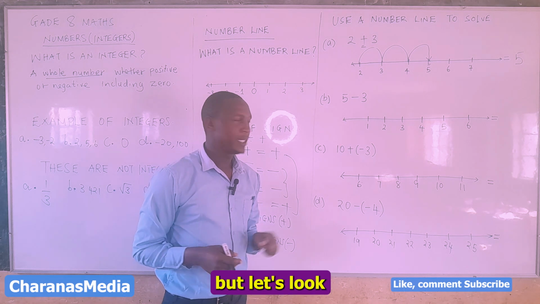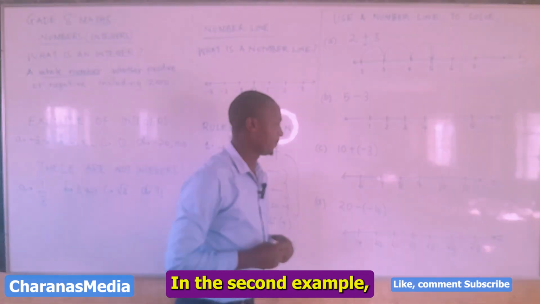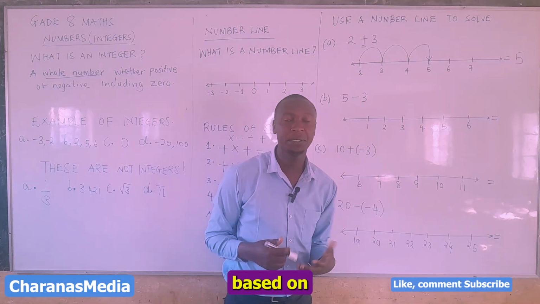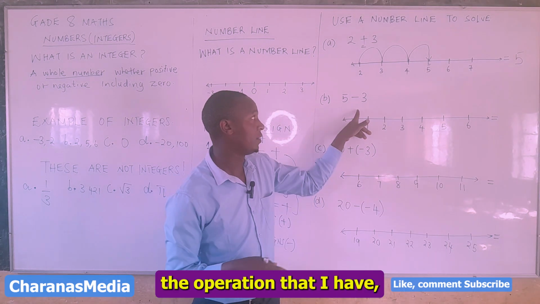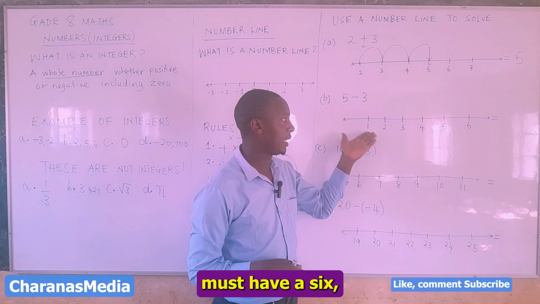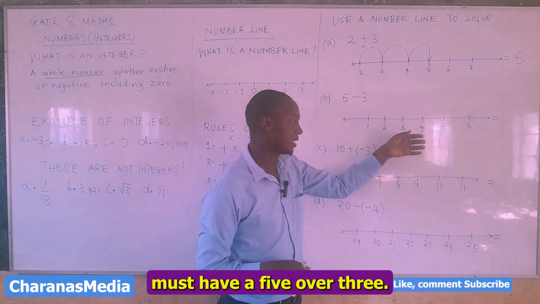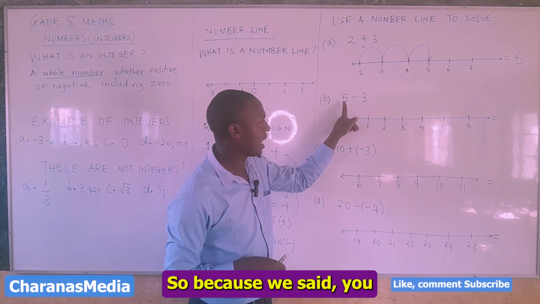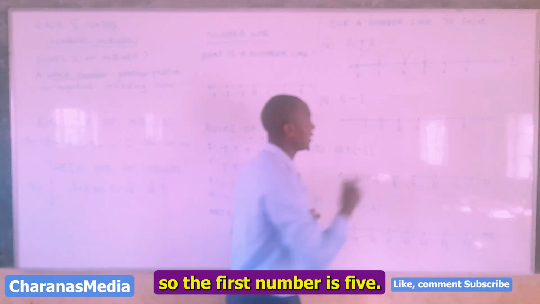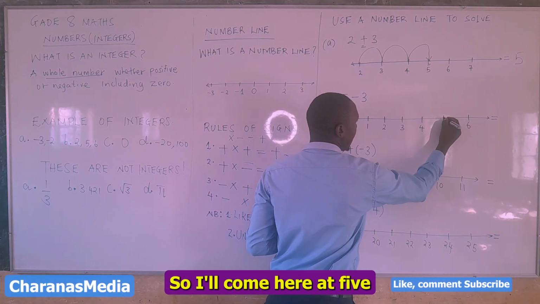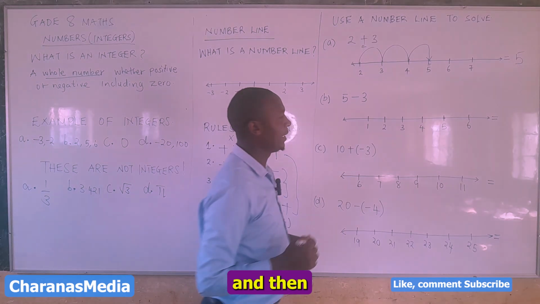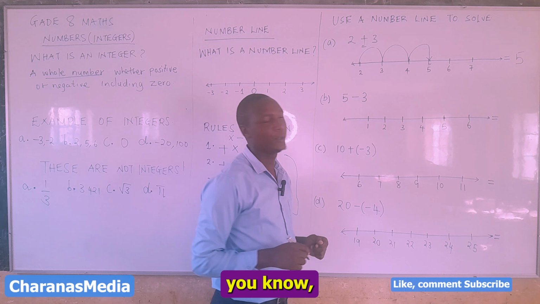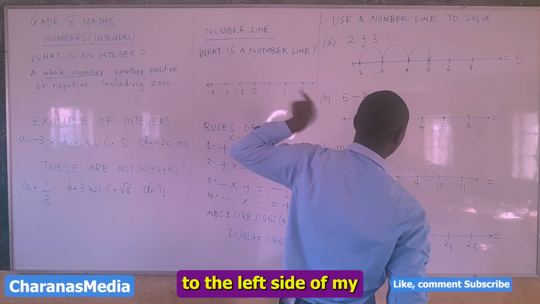A bit confusing, but let's look at the second example. In the second example, again, we have 5 minus 3. Again, I have drawn a number line based on the operation that I have. So I realize that my number line must have a 6, must have a 5, must have a 3. At least that is the operation that I need to do. Because we said you look at the first number, so the first number is 5. So I'll come here at 5, and then minus means I have to move to the left. Minus means I need to move to the left side of my number line.